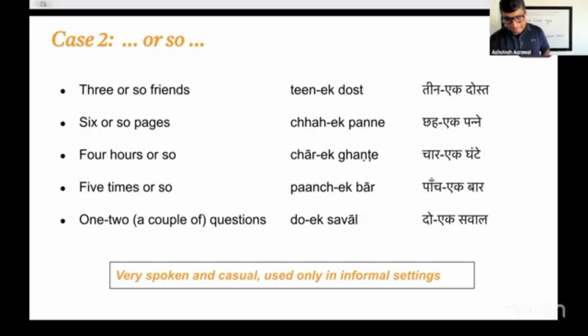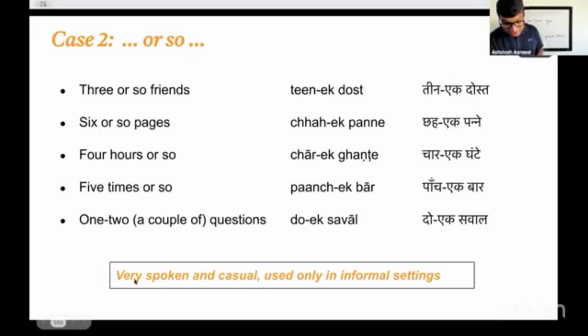मैं इंडिया में 5 एक बार गई थी. Very good, right? मैं 5 एक बार इंडिया गई थी और गई हूँ. Okay, मैं 5 एक बार इंडिया गई हूँ. Okay, so there it's very common. Okay, any questions so far?